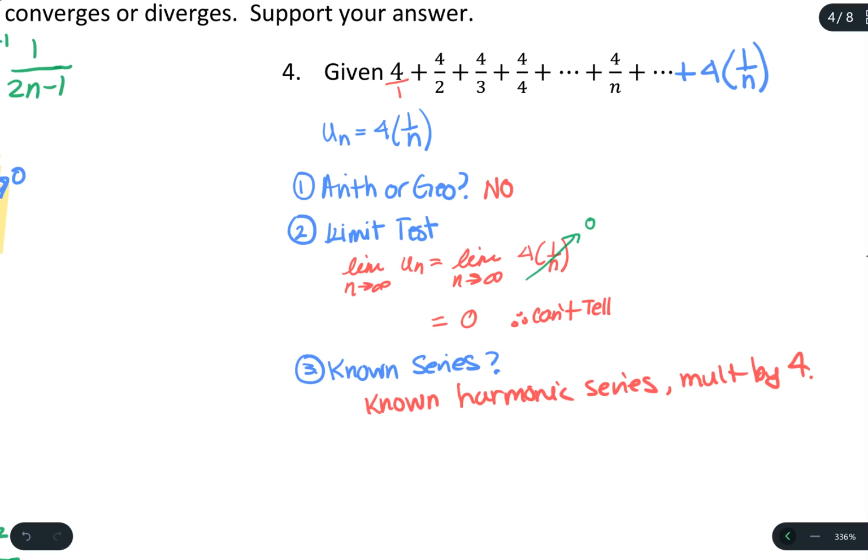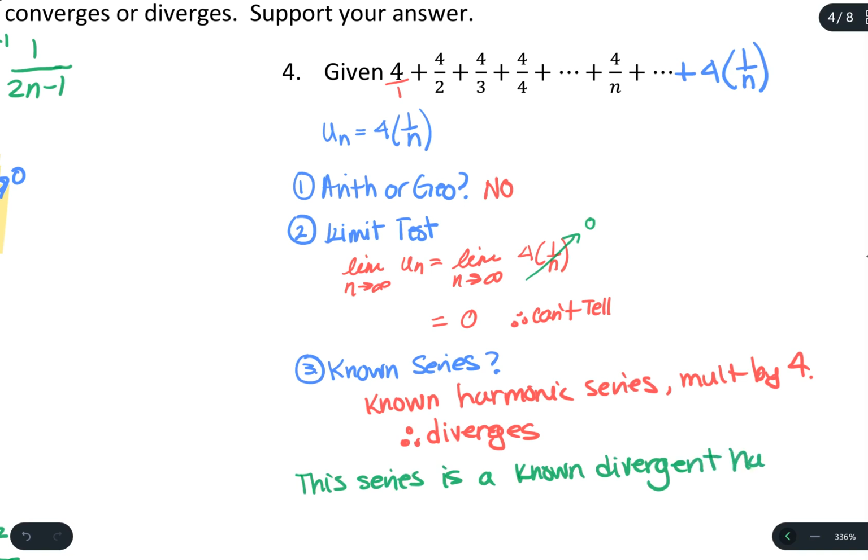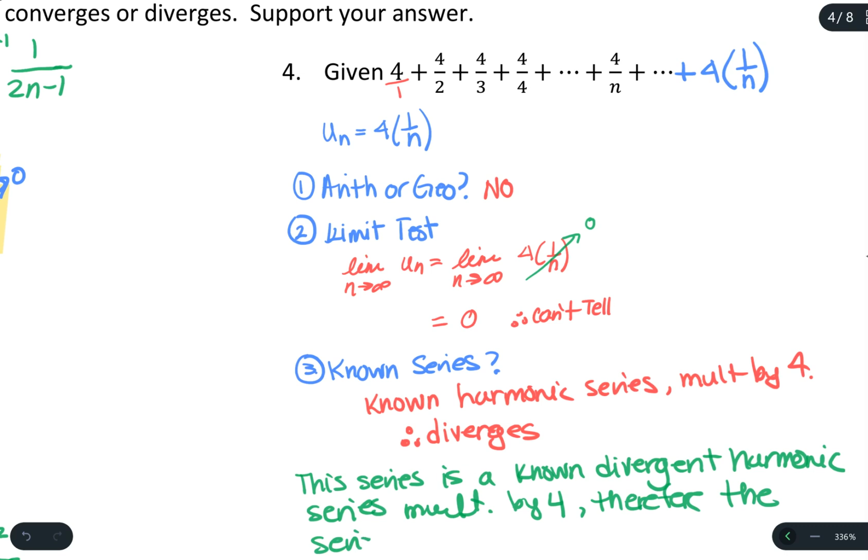Since the known harmonic series diverges, then we know that the series that's a harmonic series multiplied by a constant will also diverge. And of course, that's not enough. We need to write it out in a sentence. So we can say that this series is a known divergent harmonic series multiplied by 4. Therefore, the series also diverges.